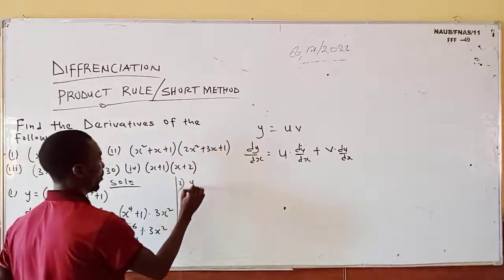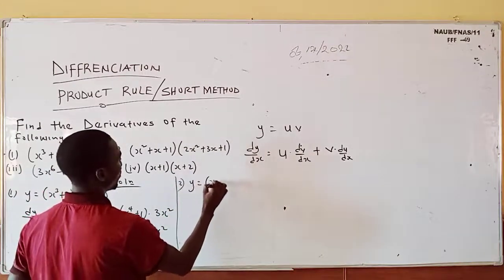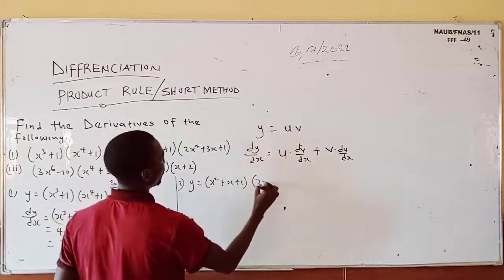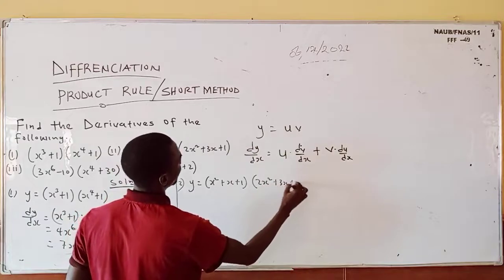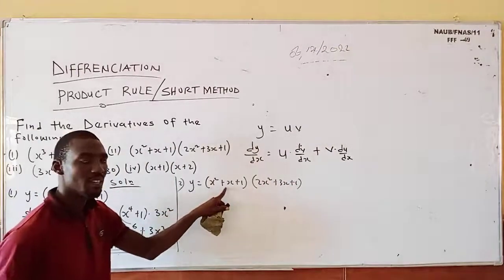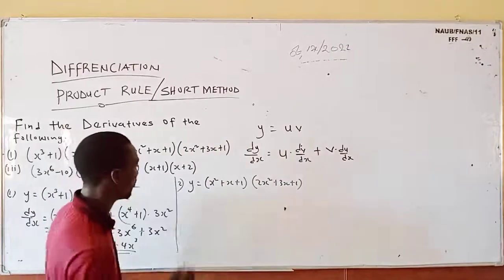Number 2. That is s squared plus s plus 1 into 2s squared plus 3s plus what? 1. You get that? Yes, you pick this first, multiply with the differentiation of this.